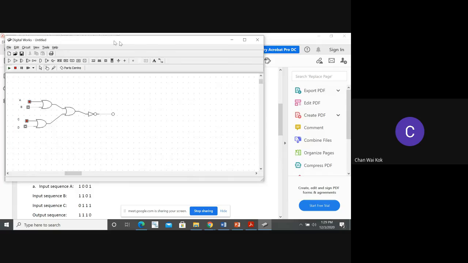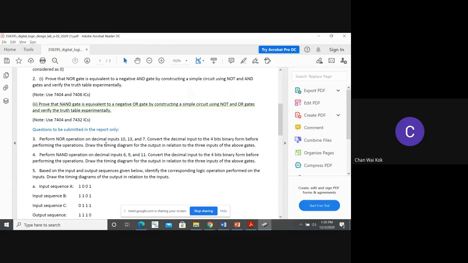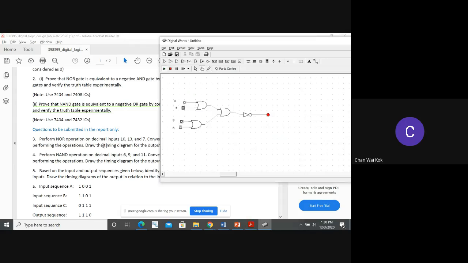When it's 13, this is 13. Okay, also 0. When it's 7, also 0. It only becomes 1 when it's 0. So this is for question number 3. Then you draw the timing diagram.